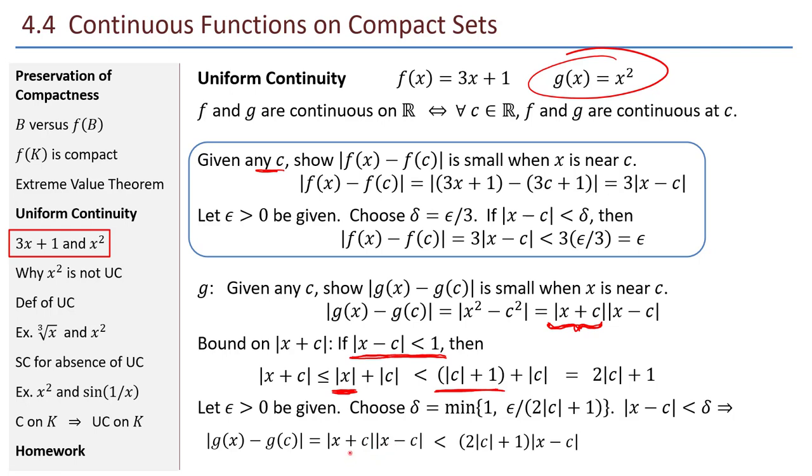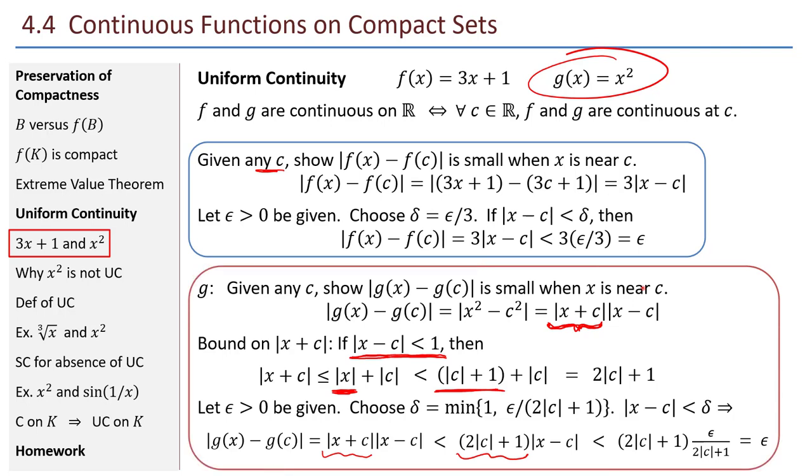But since delta is less than 1, I have a bound on the x plus c, and since x minus c is less than epsilon over 2c plus 1, we get that this expression is less than 2c plus 1 times epsilon over 2c plus 1, and that is just epsilon, which again, that was what I needed. So we've shown continuity for these two functions on all the real numbers.